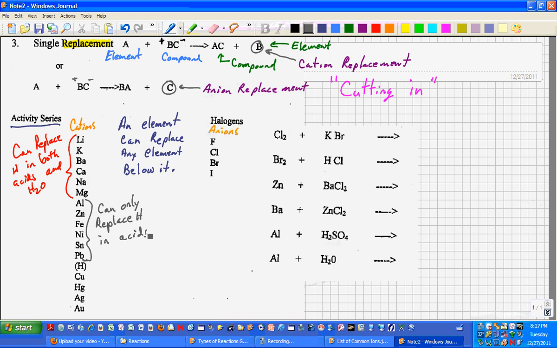All right, let's take a look at a couple of examples here and see how this works. My first example here, I've got chlorine, an element, reacting with potassium bromide, a compound. I take a look at this. Chlorine is an anion, so chlorine's going to try to replace the anion from this compound.